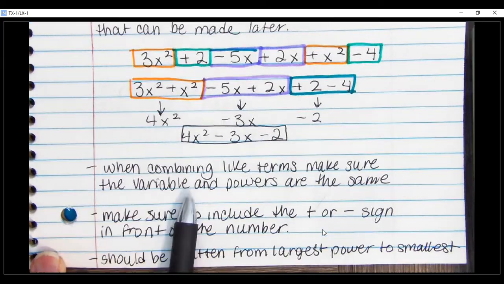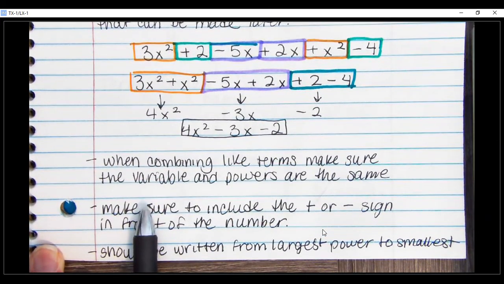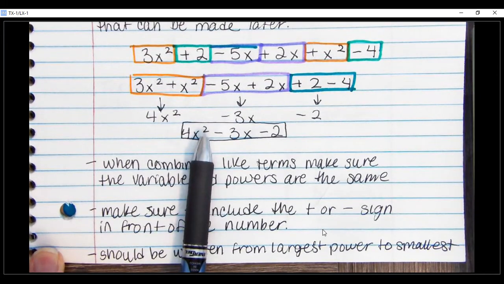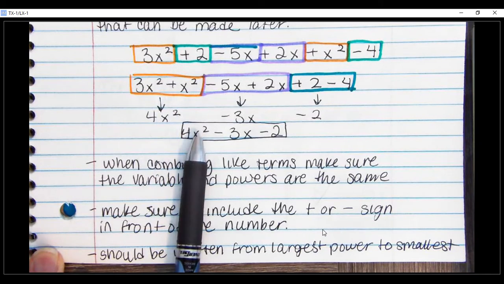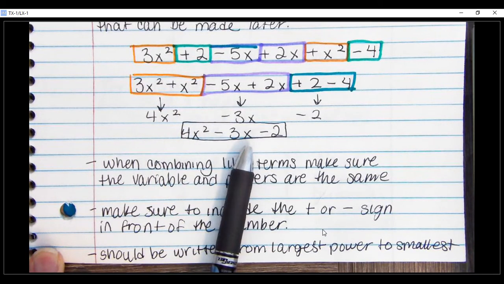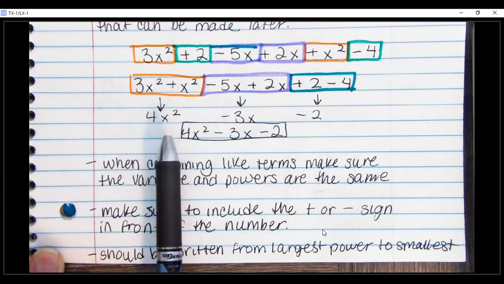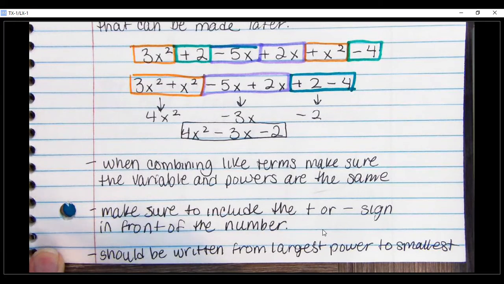So remember, when combining like terms, make sure the variables and the powers are the same. Make sure to include the plus or minus sign in front of the number, and it should be written from the largest power to the smallest power. So my x squared is the largest power that I have, so that's going to be the first number that I include. Then I have an x, and then I have no x at all. So you always want to start from the largest power and go to the smallest power, and that is called standard form.